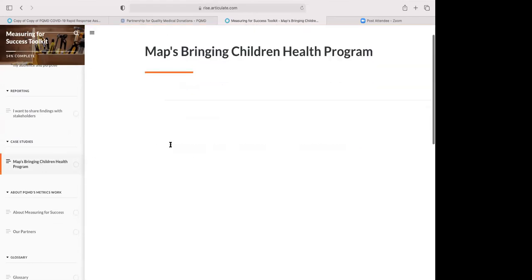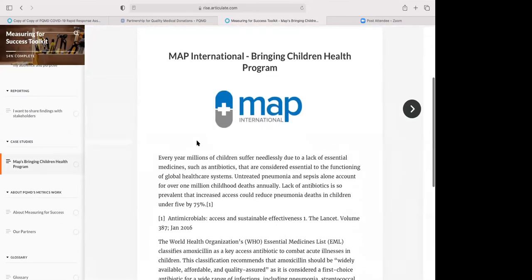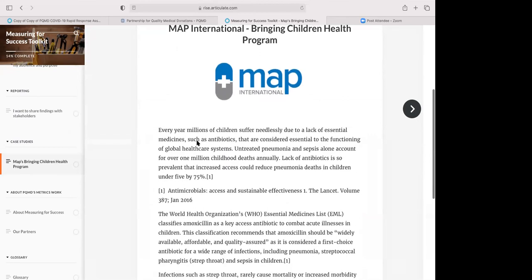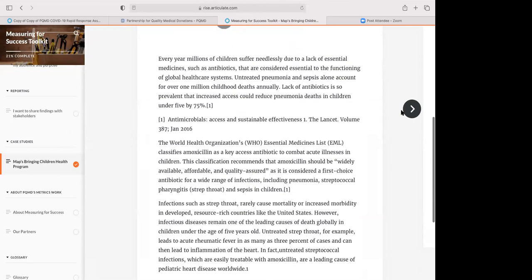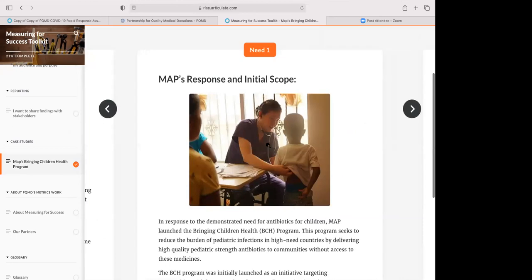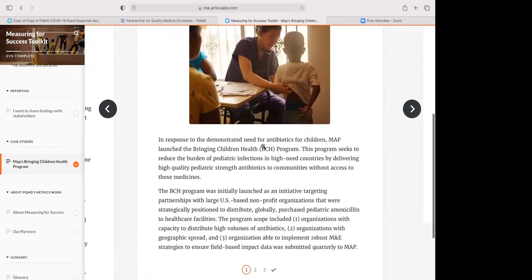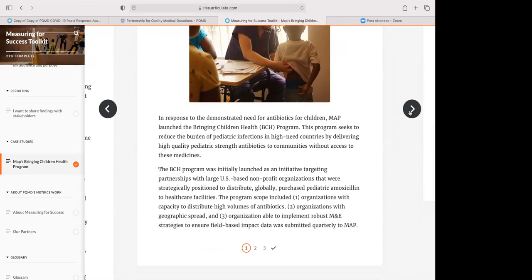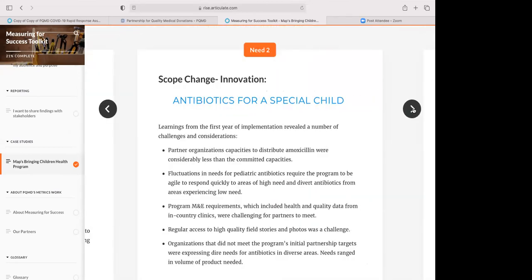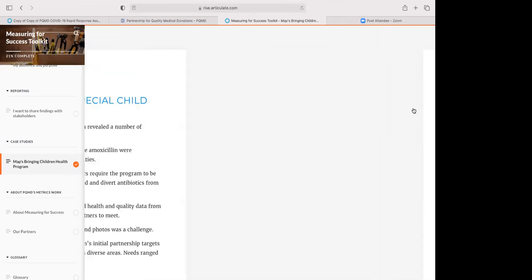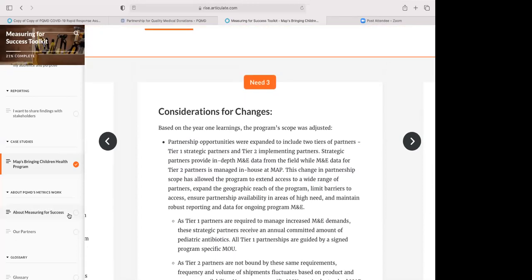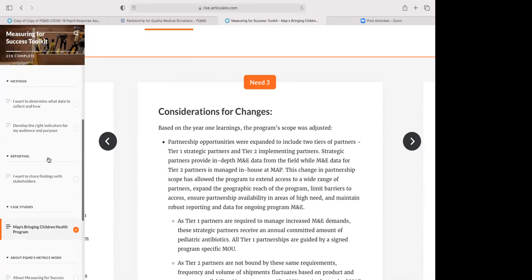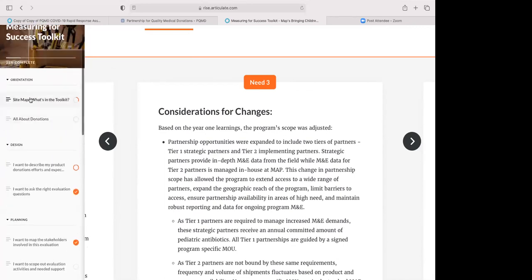So for example, I'm going to highlight MAP's case study here. They were able to bring antibiotics in and really look at how they were doing M&E with this program. They wanted to be able to report on the outcomes of this program. This case study will take you through not only what they did, but also the learnings that came out of it. Accompanying it are some Excel sheets that will help you if you wanted to explore your own project.